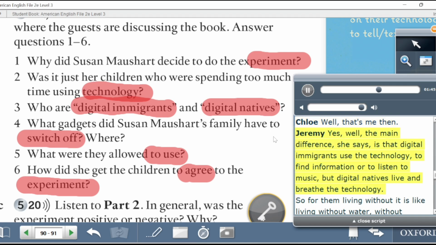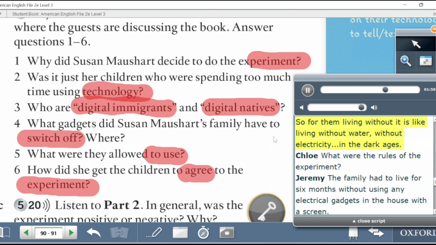Yes. Well, the main difference, she says, is that digital immigrants use the technology to find information or to listen to music, but digital natives live and breathe the technology. So for them, living without it is like living without water, without electricity, in the dark ages. What were the rules of the experiment? The family had to live for 6 months without using any electrical gadgets in the house with a screen.